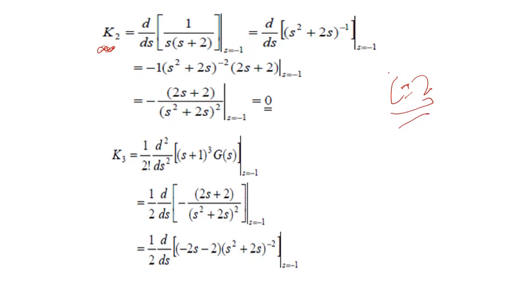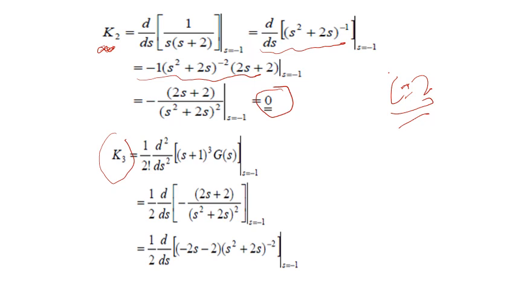So when we substitute i equal to 2 in the equation, we will find the derivative of the function expressed here. When we solve it at s equal to minus 1, we will find that k2 equals 0. Similarly, for k3, consider i equal to 3.